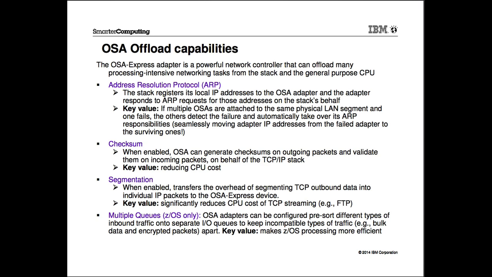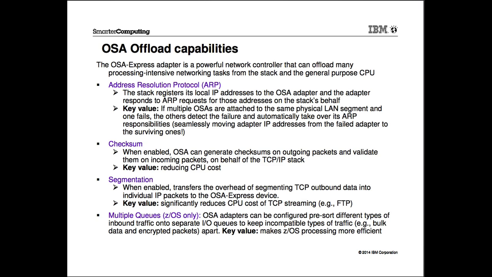OSA also offloads checksum. When checksum offload is enabled, OSA generates checksums on outgoing packets and validates checksums on incoming packets. So that saves the TCP/IP stack from having to do it, so that's a reduction in CPU cost. OSA also has segmentation offload. When segmentation offload is allowed, this is for TCP only, then segmenting TCP outbound data into individual IP packets is done by the OSA-Express device instead of by the stack. So this significantly reduces the CPU cost of streaming TCP/IP workloads. The most common example of that is FTP. When you're FTPing a large file, that's a streaming workload. The OSA handles breaking it up into segments.